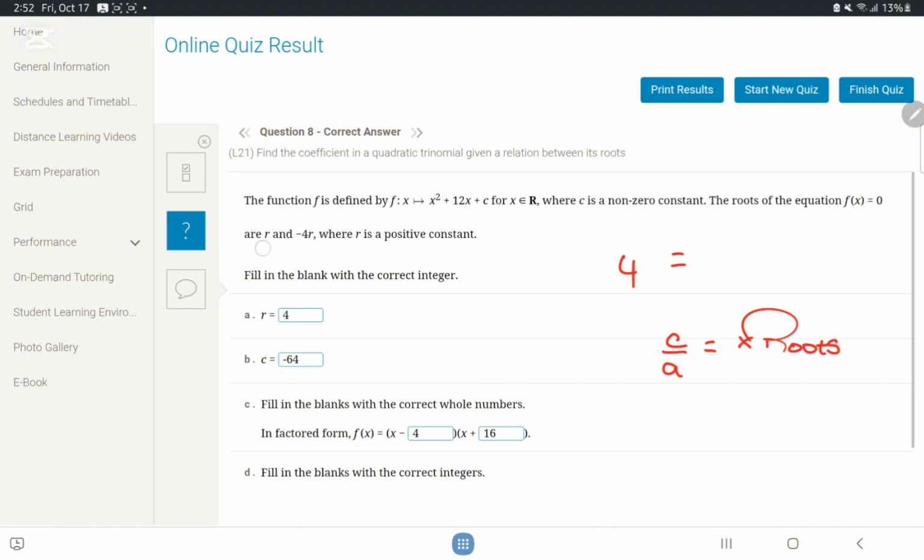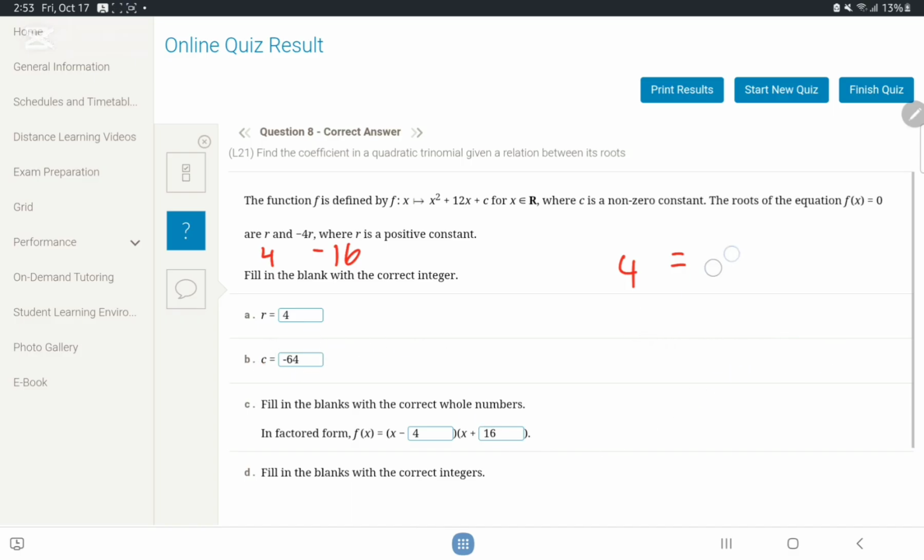Now, since the other root is a multiple of r multiplied by a factor of negative 4, it's basically negative 4 times 4, which is basically negative 16. So c, which we need to find, over a, which is 1, so just c, is equal to the product of the roots. Negative 16 times 4 is negative 64. So basically, c is equal to negative 64.